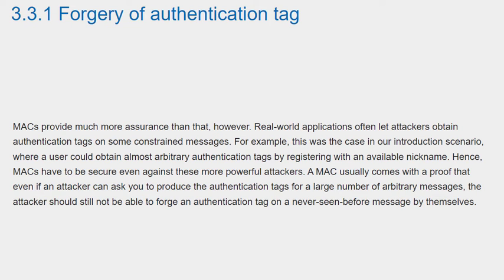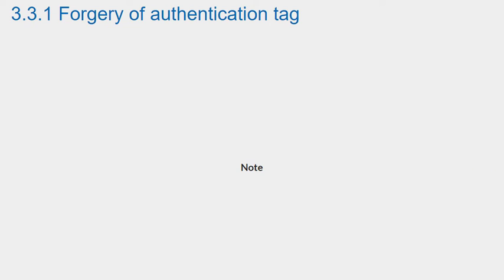Real-world applications often let attackers obtain authentication tags on some constrained messages. For example, this was the case in our introduction scenario, where a user could obtain almost arbitrary authentication tags by registering with an available nickname. Hence, MACs have to be secure even against these more powerful attackers. A MAC usually comes with a proof that even if an attacker can ask you to produce the authentication tags for a large number of arbitrary messages, the attacker should still not be able to forge an authentication tag on a never-seen-before message by themselves.